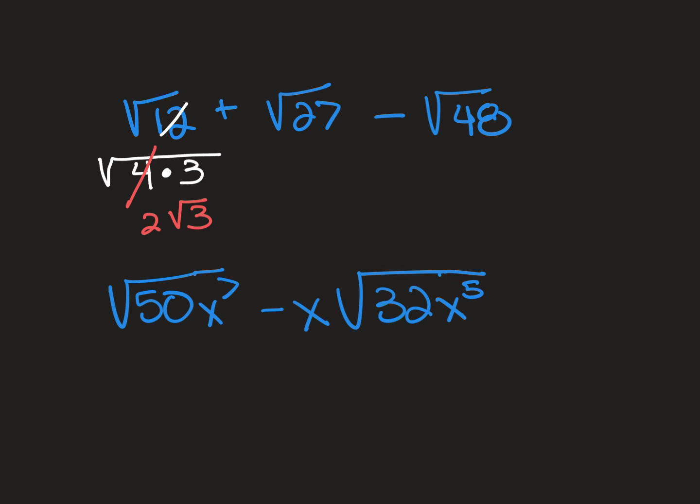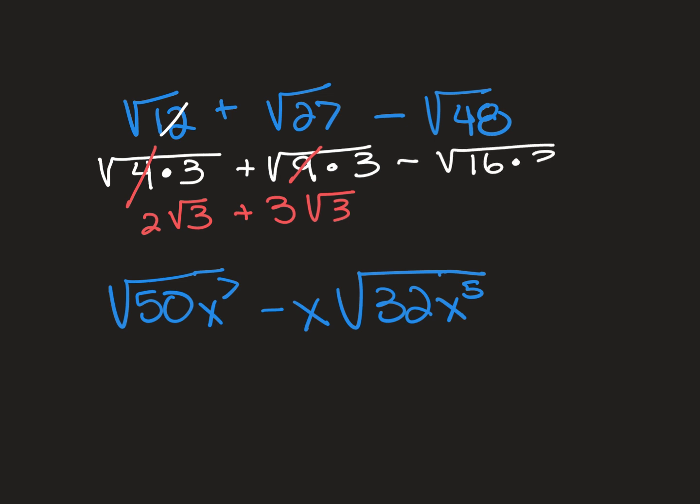The 27, I can also break that up into 9 times 3. I also like that pair because at least I can take the square root of 9 to get 3. And then the square root of 3 stays. So note, once you take the square root of something, it gets kicked out to the front. Last but not least, the square root of 48 would be 16 times 3. So what is the square root of 16? It's 4. So minus 4 square root of 3.